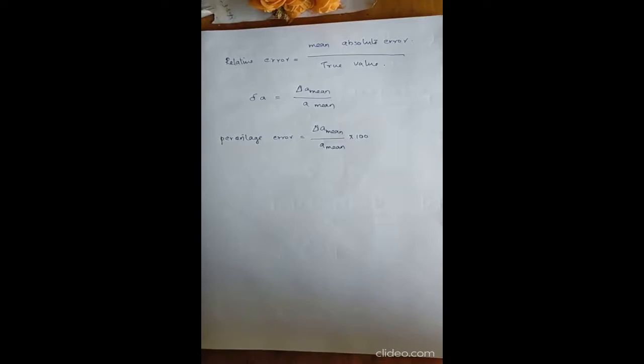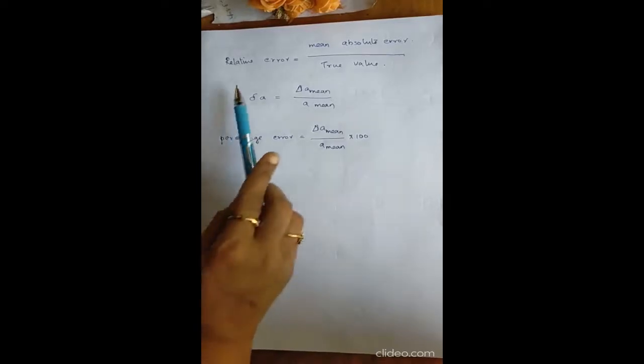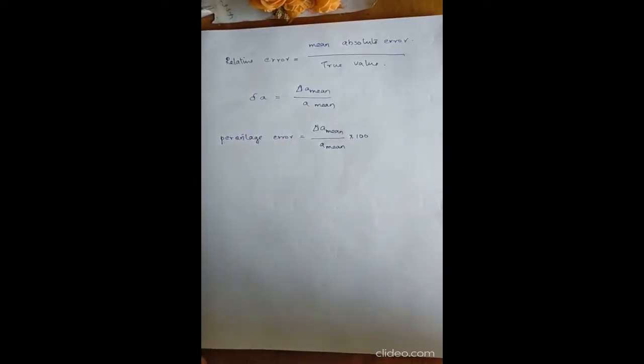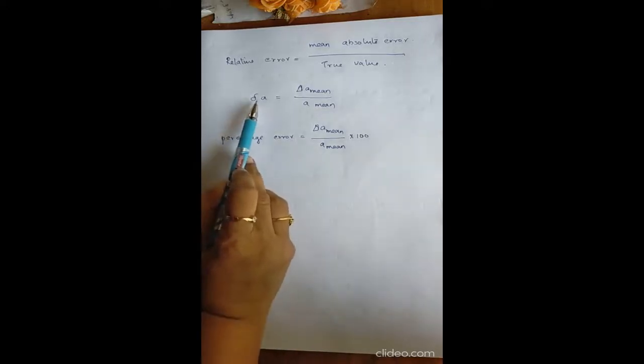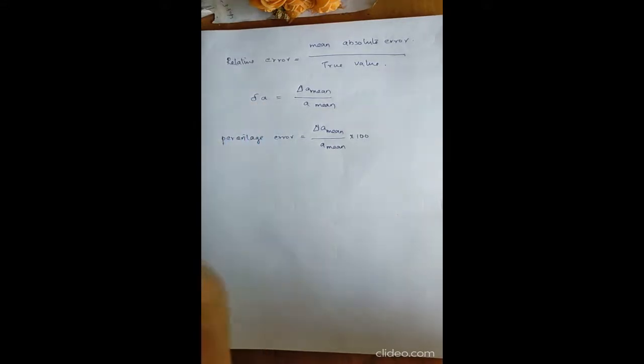And now what about the relative error and percentage error? Actually, this absolute error does not present a complete picture of the accuracy of the measurement. Hence, the accuracy of measuring physical quantities is written by comparing the absolute error with respect to the true value of the quantity. This is called the relative error. It is denoted by the symbol small letter delta A.